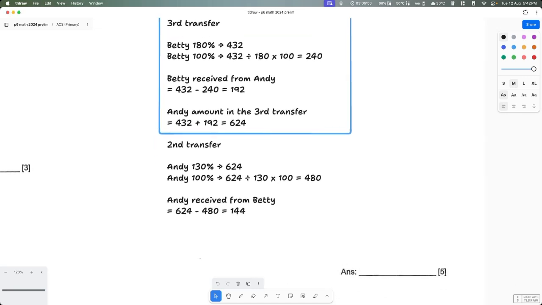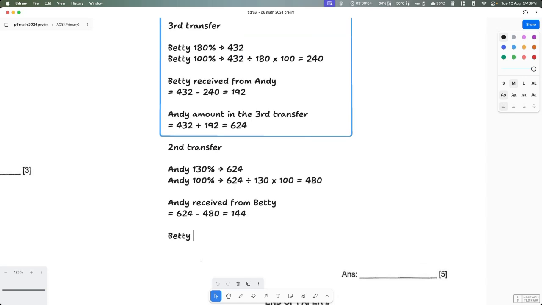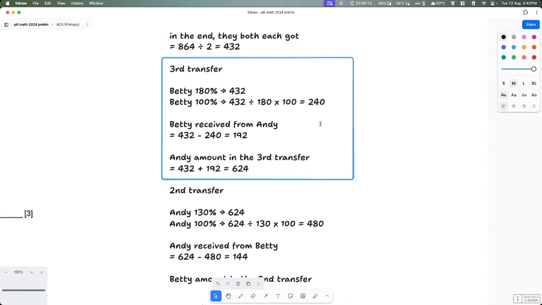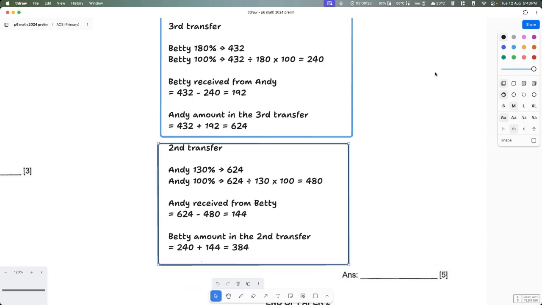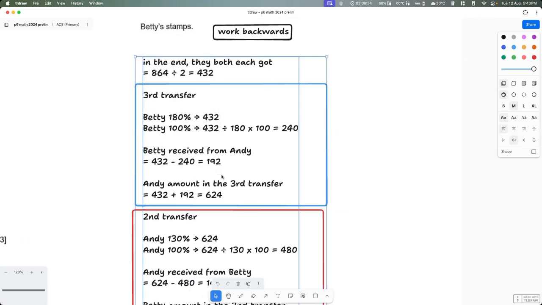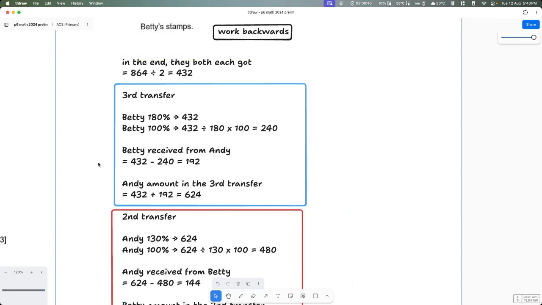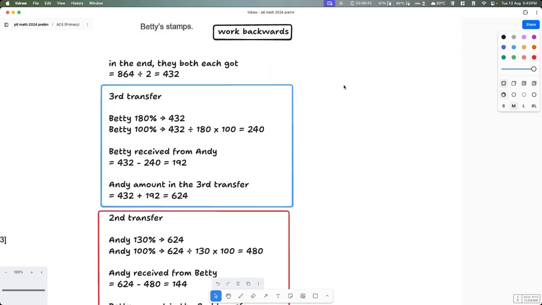Now with this, Betty's amount before the second transfer is 240 plus 144, which is 384. So this is the second transfer. I'm going to put this in red. Let me just move all of this over here. From here we can move to the first transfer.